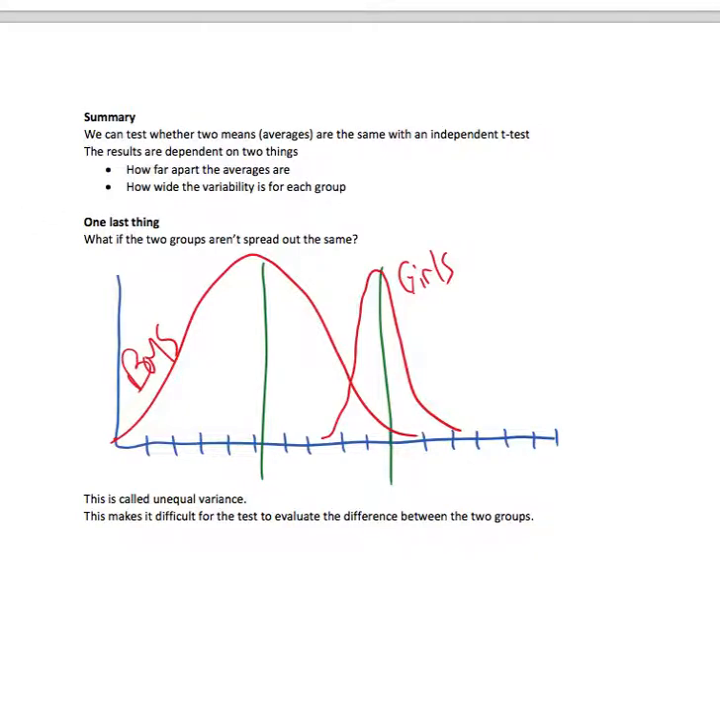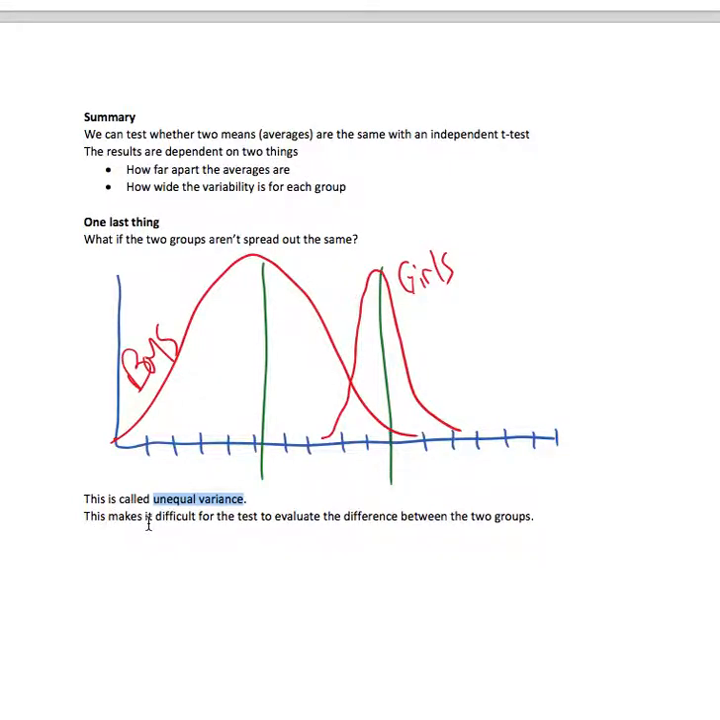Now, here's a little bit more of an advanced idea. And this will get to what the assumptions are for this independent samples t-test. What if the two groups aren't spread out the same? In other words, they have a different variance. This is called unequal variance, where maybe one group has a wider variance and the other group has a much narrower variance. You'd be surprised how often this happens in real physiologic data, where we've got a couple of different groups and their responses or their disease patterns are quite different in terms of variance.